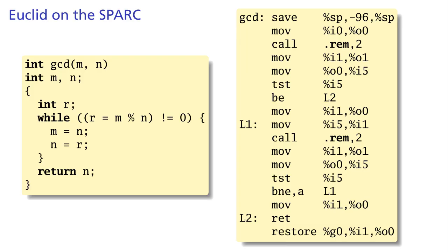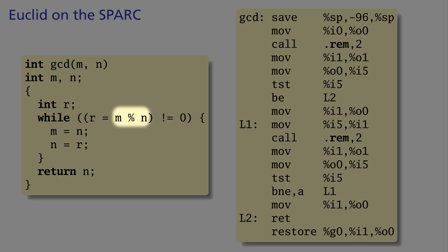Here's Euclid's algorithm compiled for the SPARC. One thing to notice is the compiler has unrolled the loop. While the original function only computes a remainder once, the compiled assembly appears to compute it twice. This avoids an additional branch, which is one of the more expensive instructions on the SPARC, although doing so here nearly doubled the size of the compiled program.